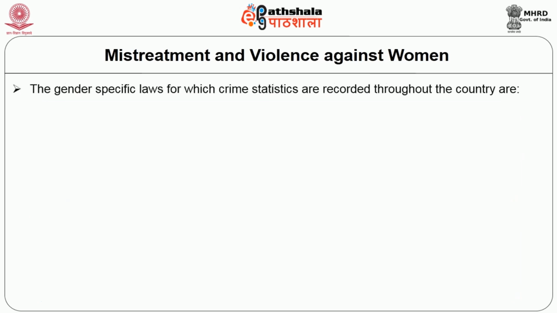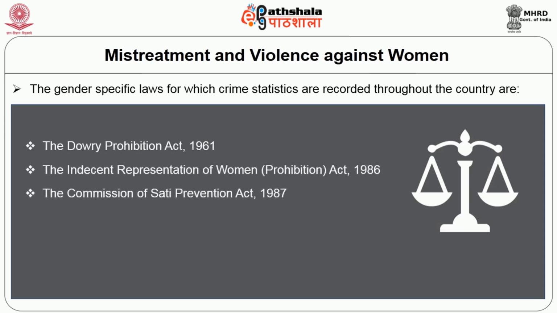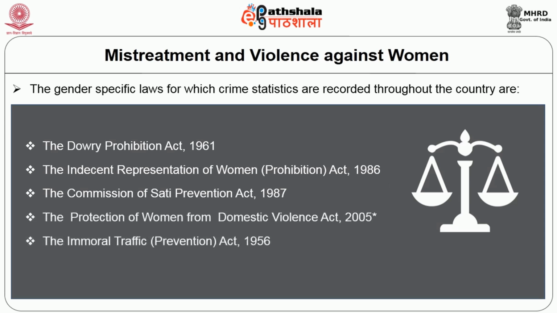The gender-specific laws for which crime statistics are recorded throughout the country are the Dowry Prohibition Act of 1961, the Indecent Representation of Women Act 1986, the Commission of Sati Prevention Act 1987, the Protection of Women from Domestic Violence Act 2005, the Immoral Traffic Prevention Act 1956.